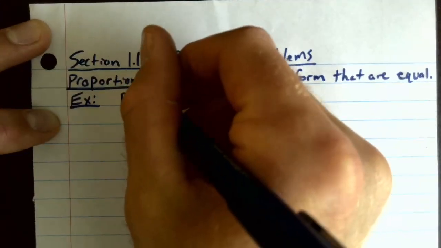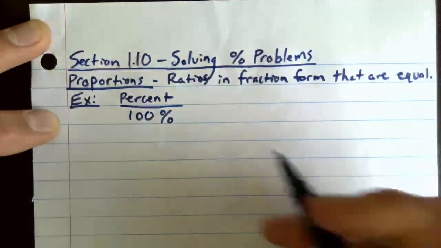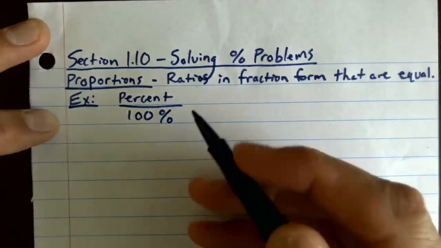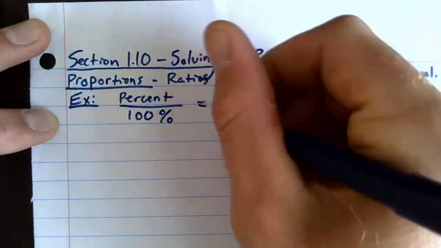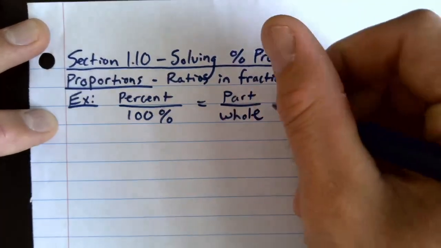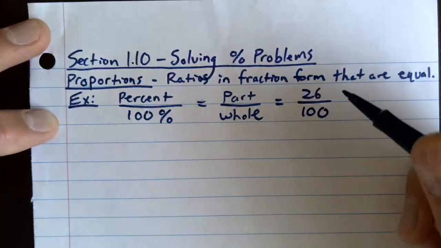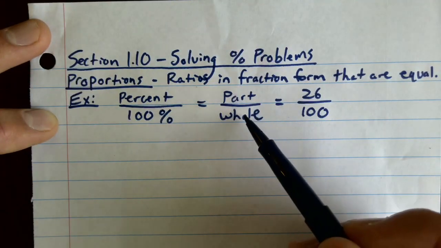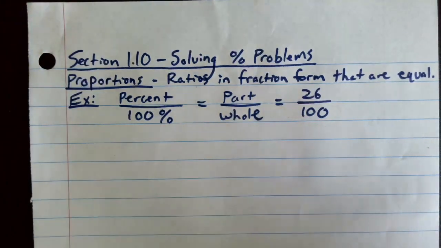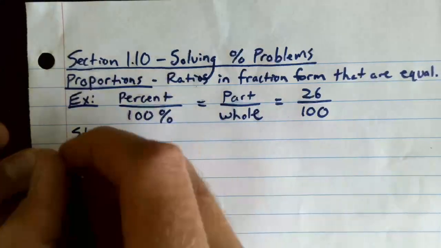For example, this is what it looks like. Percent over 100%. So we know that a percent is a percent over 100%, which is equal to part over whole, which equals 26 over 100. So there are 3 steps to solve percent problems.